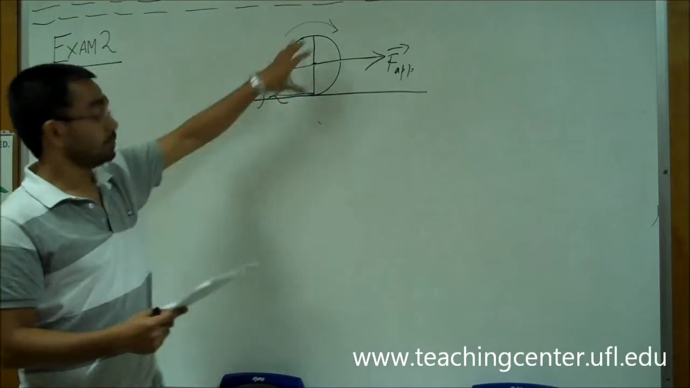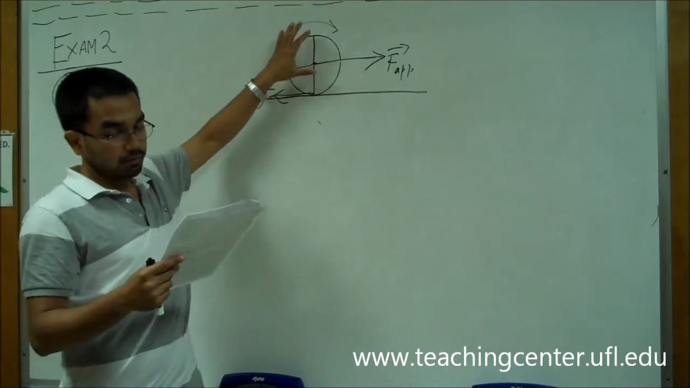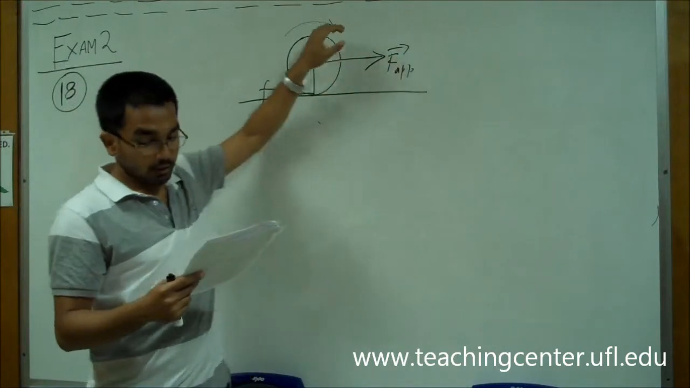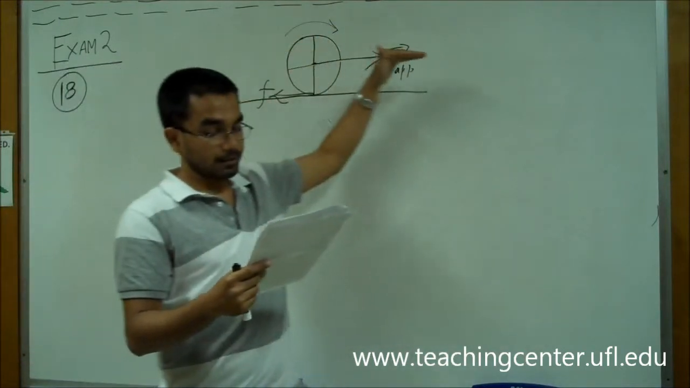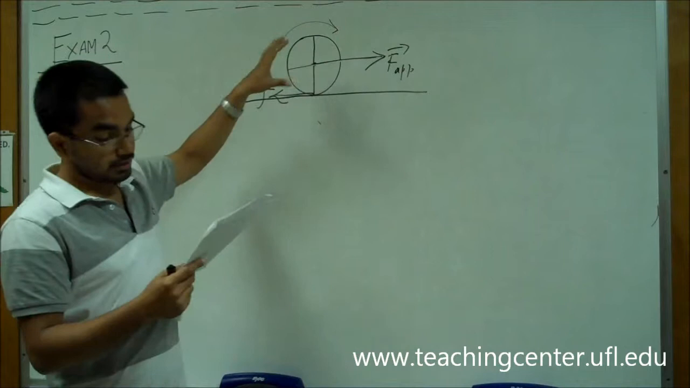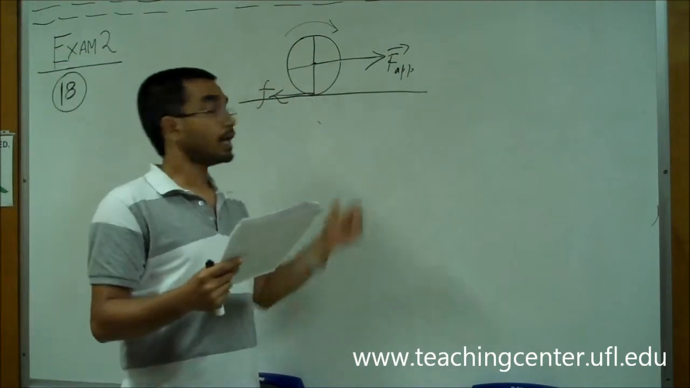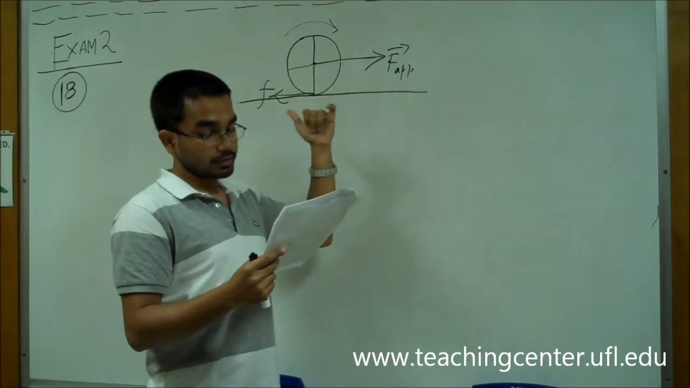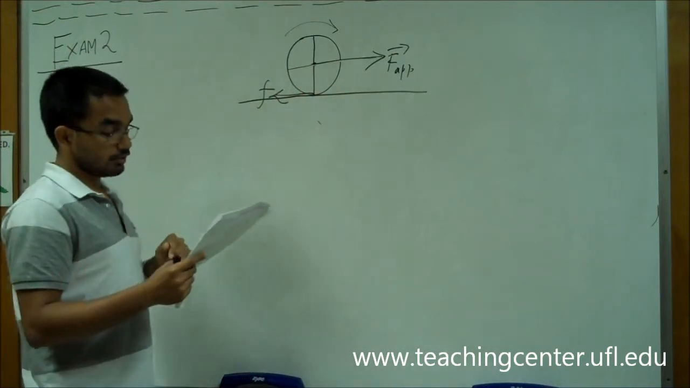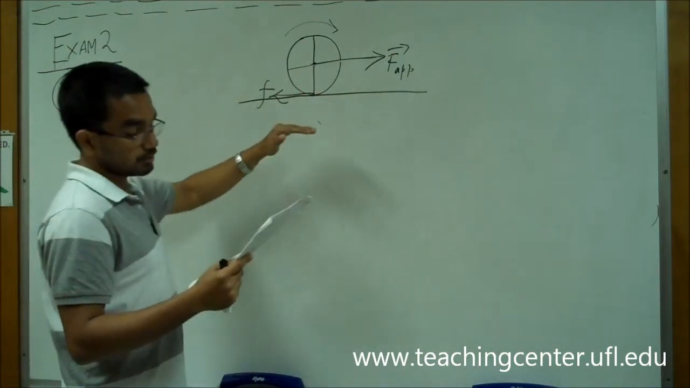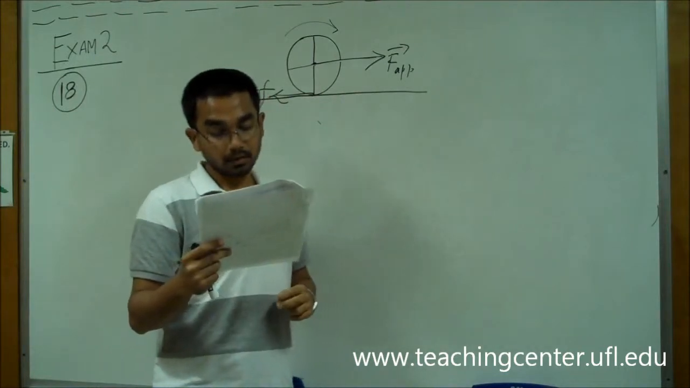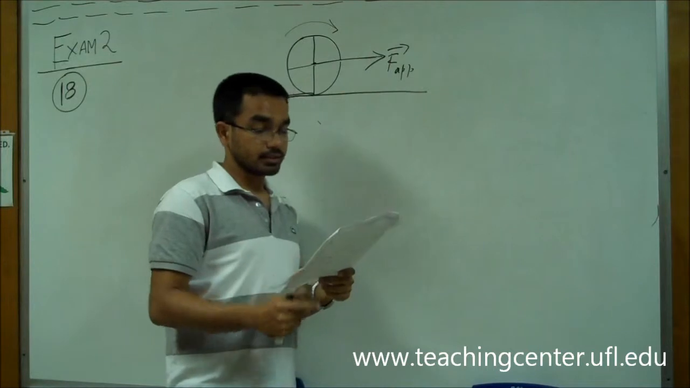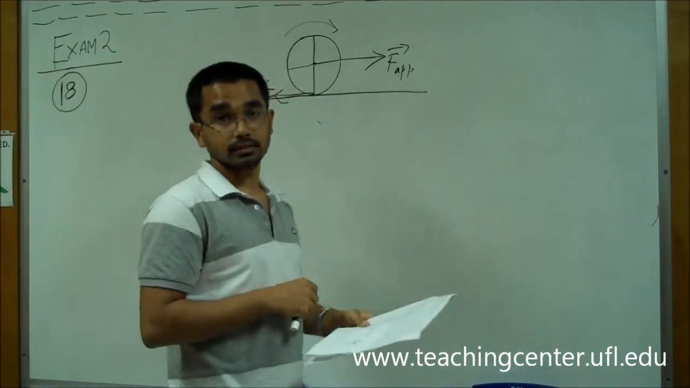This problem is about a wheel. It says that a horizontal force F_app of magnitude 20 newtons is applied to a wheel of mass 20 kilograms and radius 0.5 meters, as shown in the figure. The wheel rolls without slipping on the horizontal surface, and the acceleration of its center of mass has magnitude 0.5 meters per second squared. What is the rotational inertia of the wheel about the rotation axis through its center of mass?